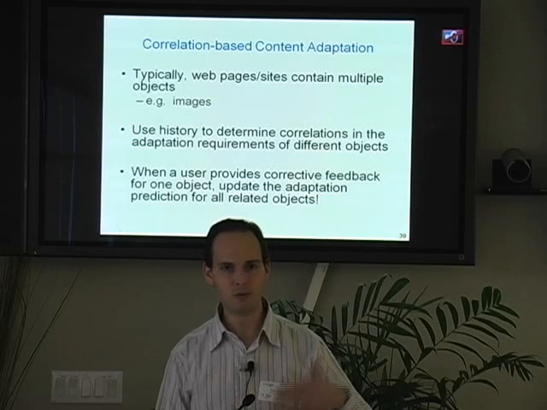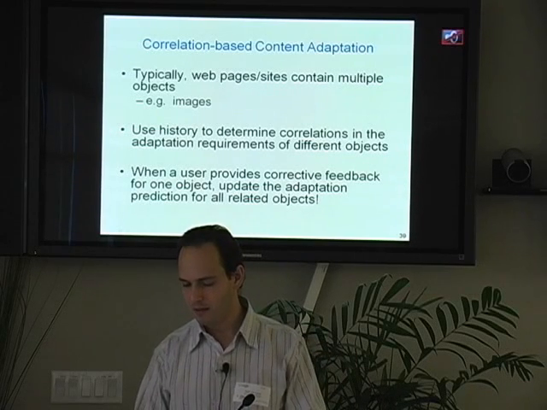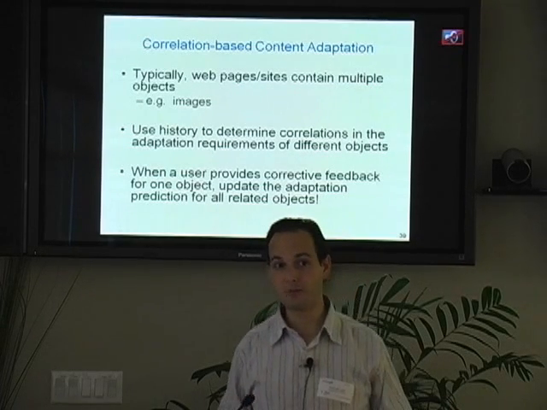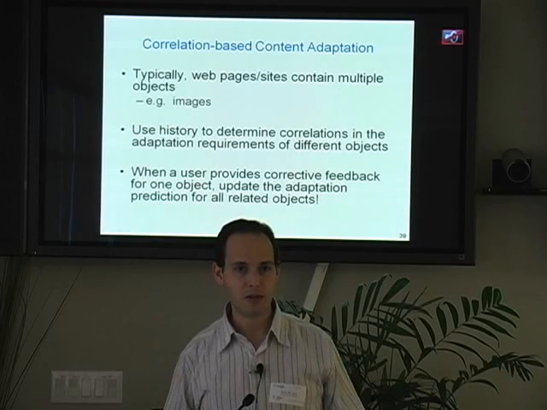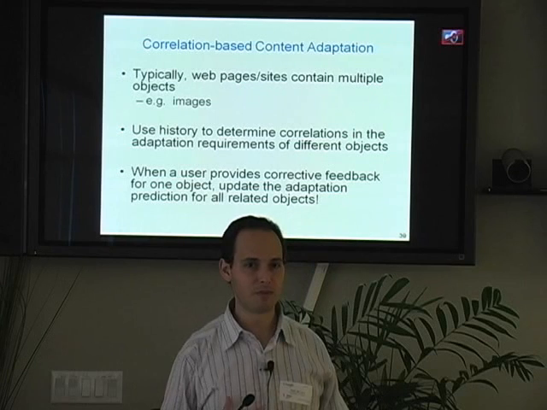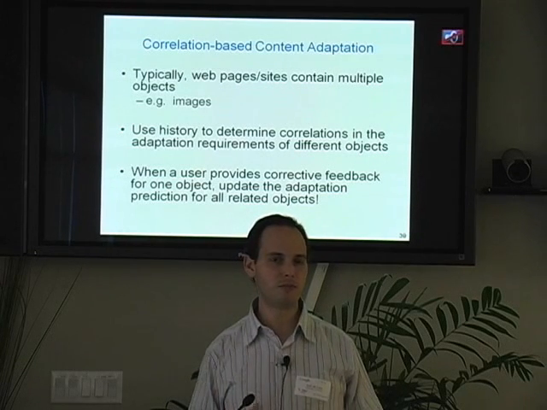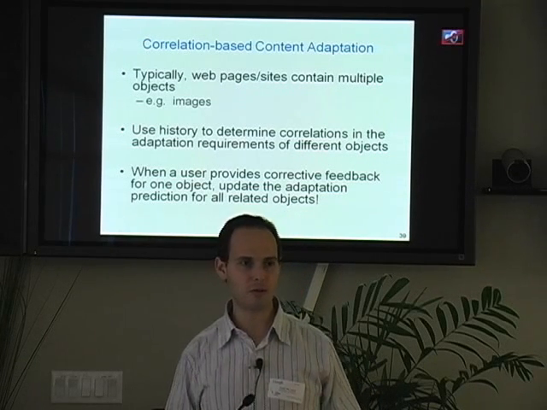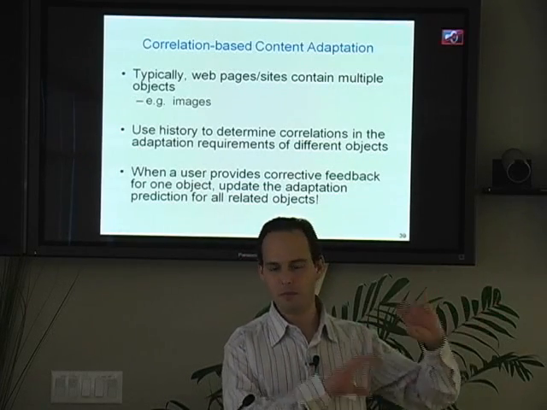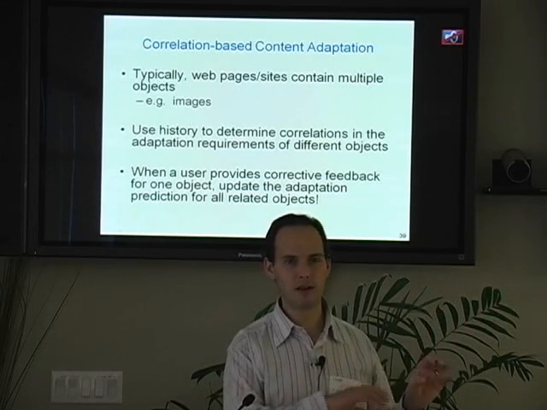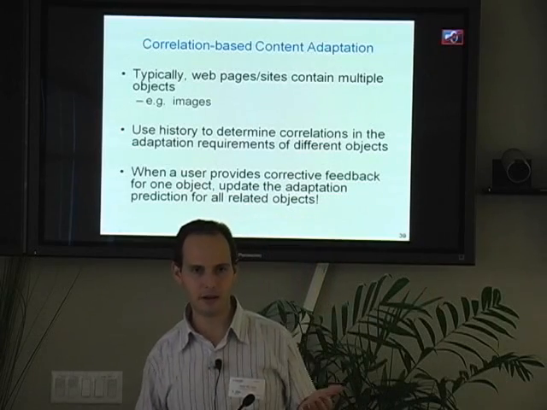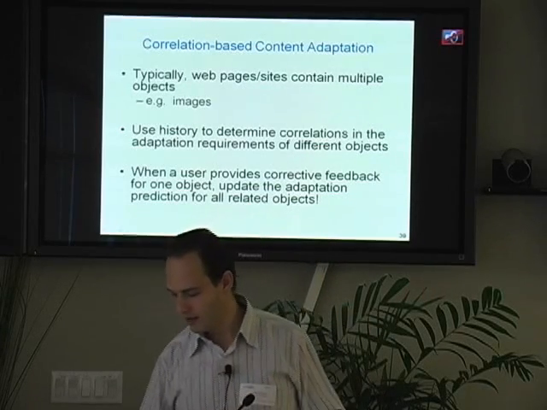We could do one more improvement by leveraging the fact that many tasks on a website involve many different objects. So the question is, can we find correlations in the adaptation requirements of different objects so that you don't have to improve each individual object? In other words, if I figure out that two images both have to show in either low fidelity or high fidelity, if we improve one of them, can I take that into account and automatically improve the fidelity of the other image? And when does this happen?